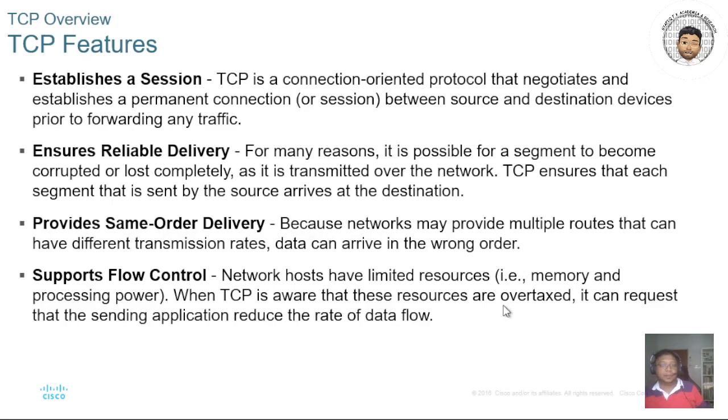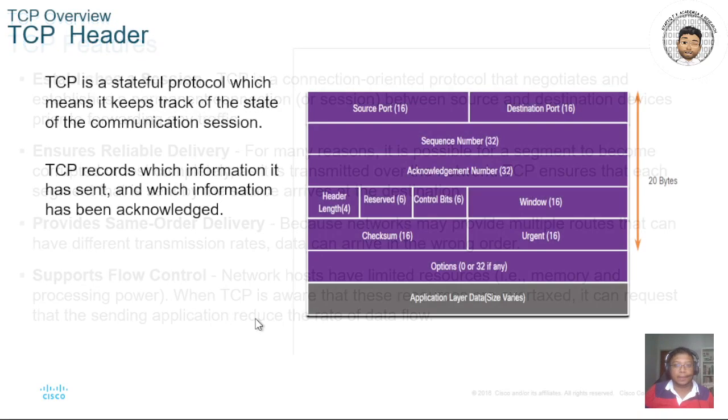And next is support for flow control. Network hosts have limited resources, for example memory and processing power. So when TCP is aware that these resources are overtaxed, it can request that the sending application reduce the rate of data flow. This is the special thing about TCP.